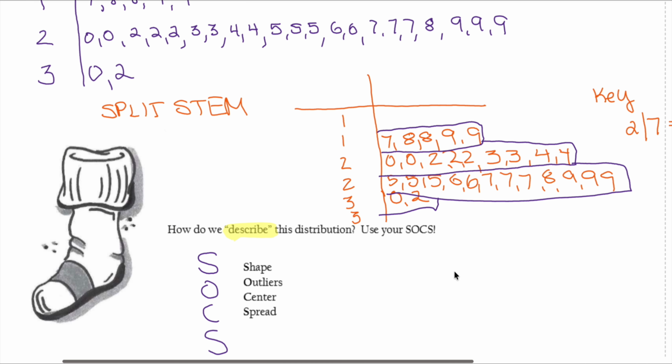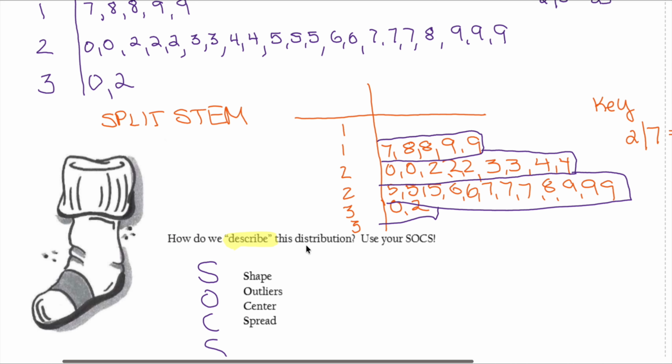In the last video, we introduced how to describe the distribution, but we haven't gone further. So we will go a little more in depth in this video. How do we describe this distribution? Use your SOCS. Well, what is SOCS? SOCS stands for four words: shape, outliers, center, and spread. You put the capitals together and it becomes SOCS.